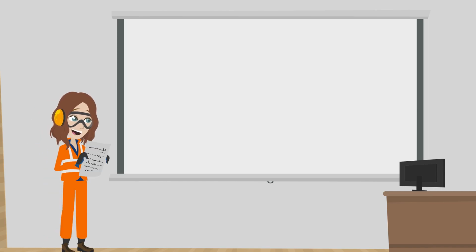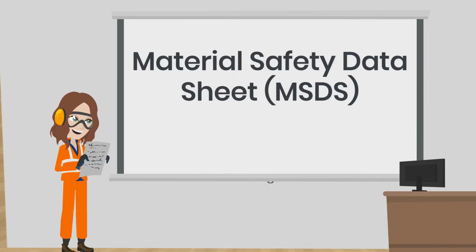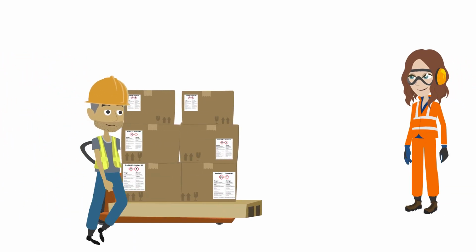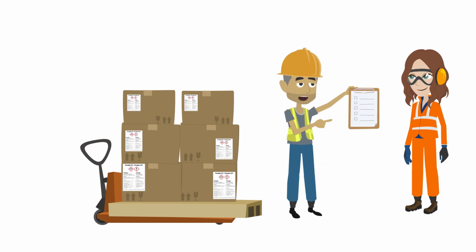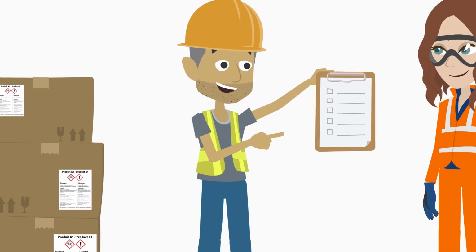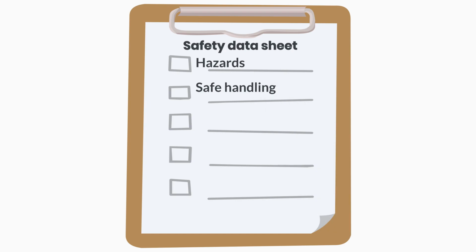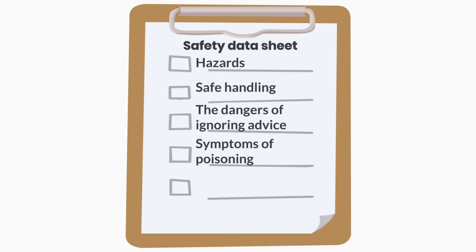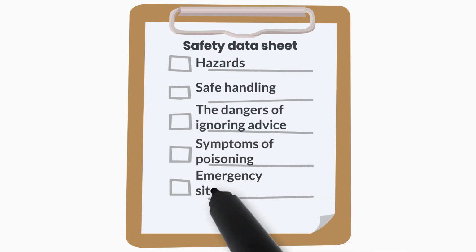The final important point in WHMIS is the Material Safety Data Sheet, MSDS. Every hazardous product entering the workplace must also have a safety data sheet. This sheet will give you more information than the label. For example, product hazards, safe handling of the product, the dangers of ignoring advice, how to recognize symptoms of poisoning, what to do in an emergency situation.